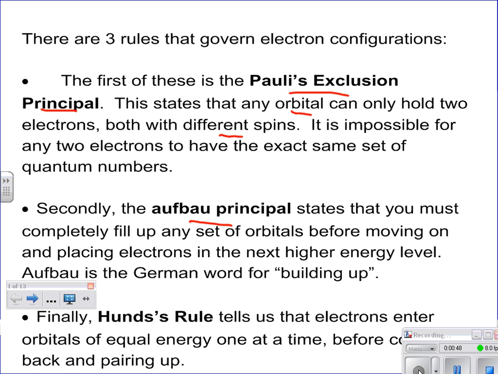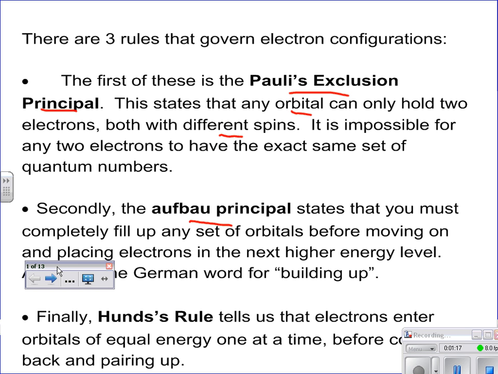Aufbau principle, that's what we talked about yesterday. It was electron configuration. And we said that in order for these electrons to fill up the energy levels of an atom, they're going to have to go from the lowest energy level to the highest energy level. They go in order of low to high. And it's not possible to fill up a set of orbitals before filling up a lower set of energy level orbitals. And Aufbau is just German for building up.